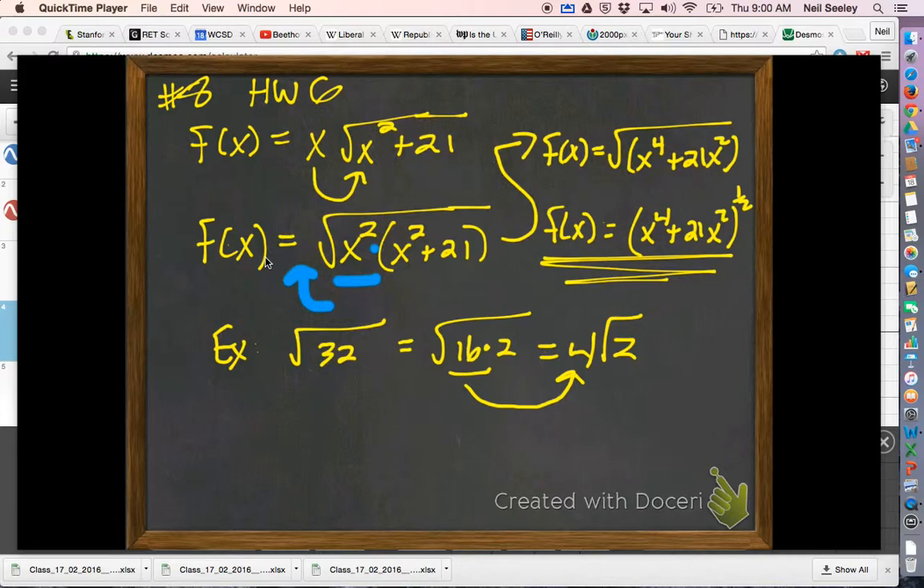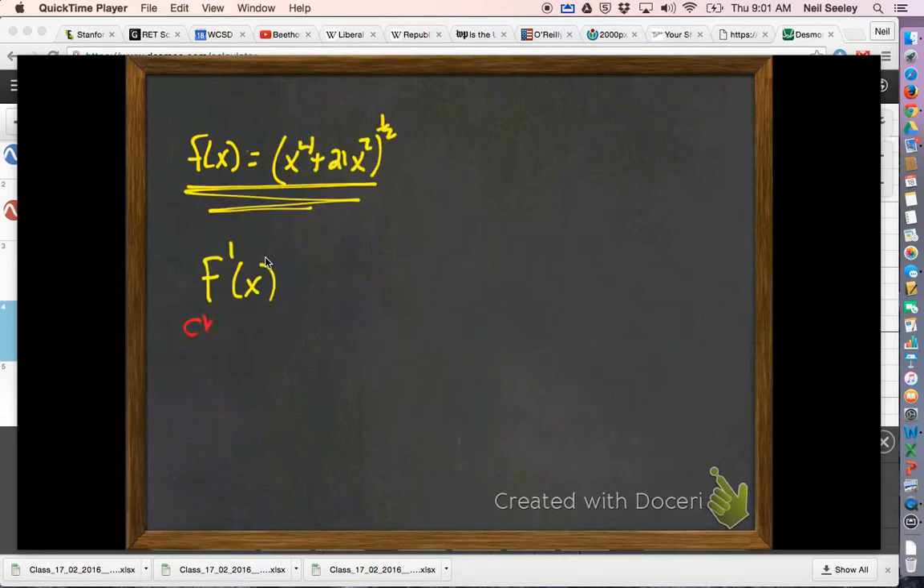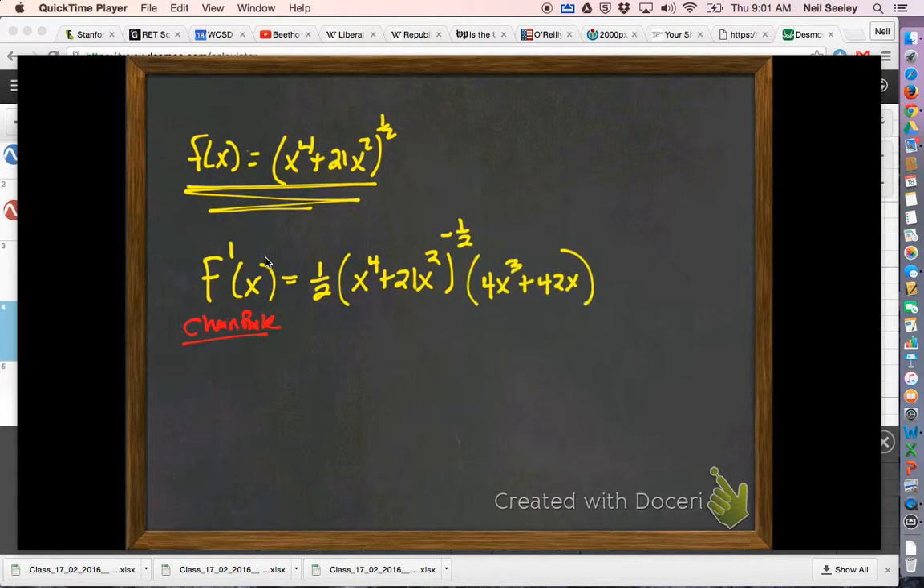I'm going to go to another page and take that on. So if you turn with me, I'll rewrite this function, and we'll go ahead and do the chain rule to take the derivative of it. Things that go into the chain rule: derivative of the outside with the inside untouched, and then times the derivative of the inside. You may need to watch it again. Derivative of the outside with the inside untouched times the derivative of the inside.